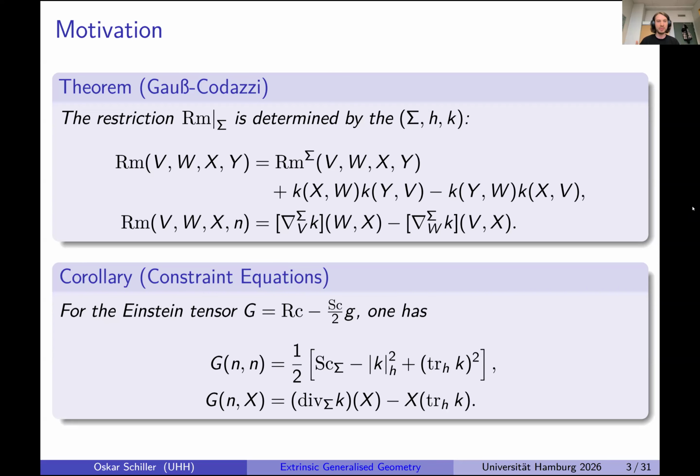You obtain as a corollary from these Gauss-Codazzi equations the constraint equations for the Einstein equations. Namely, you can compute certain components of the Einstein tensor from this extrinsic geometry data that you have. Then, of course, if you want to impose the Einstein equations on the ambient space, these components in particular have to vanish, and these equations in that sense constrain the extrinsic geometry that you may have on a hypersurface for it to be embeddable into an Einstein ambient space. Einstein in the sense that the Einstein tensor vanishes.